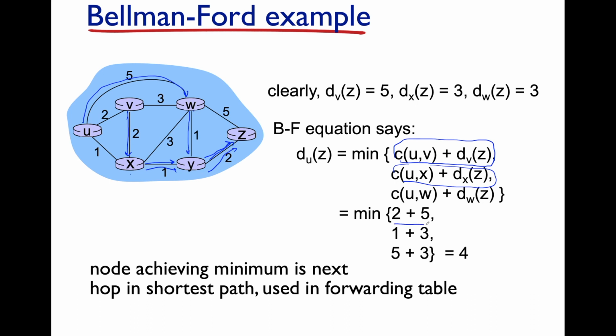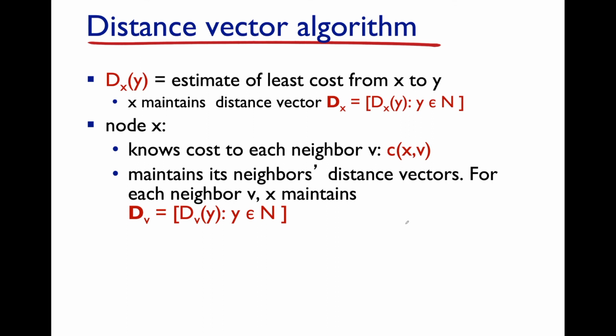So I have 2 plus 5 for the alternative of going from u through neighbor v to get to z. I have 1 plus 3 for the alternative of going indirectly from u to neighbor x to get to z, or I could go from u indirectly through neighbor w to get to z. So of course, the minimum of these is to go through neighbor x at a total cost of 4. So the node achieving the minimum is the next hop in the shortest path, and we use that in the forwarding table.